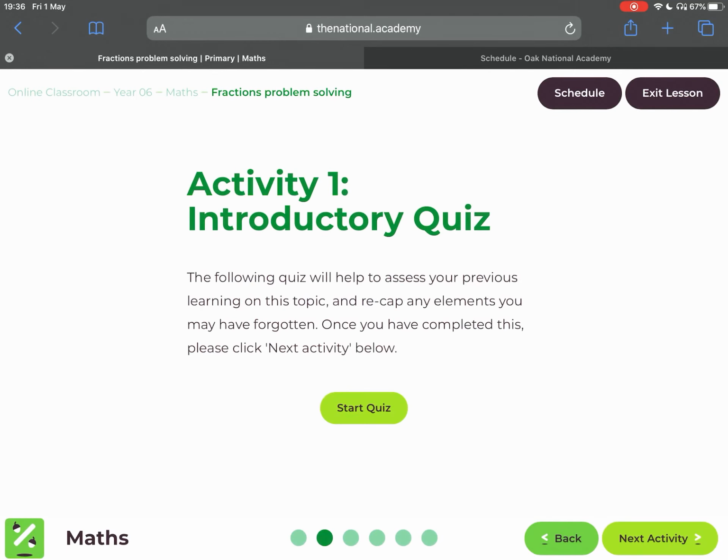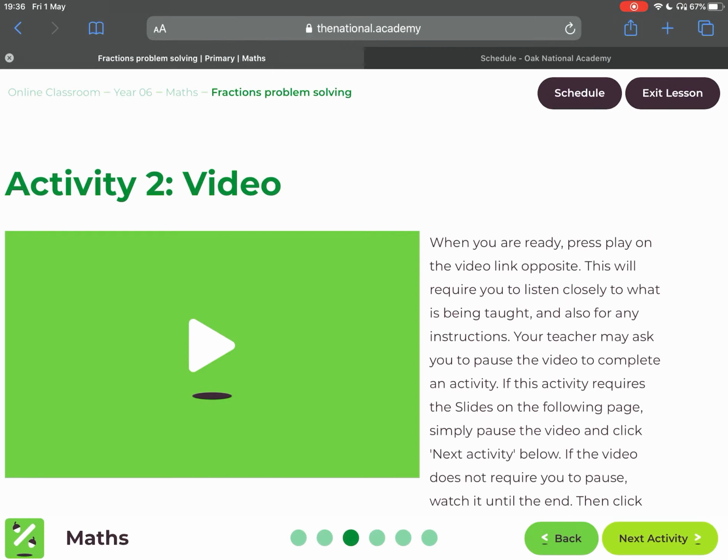After you've done that, you have a video with Miss Parsons. You're going to learn how to find perimeter using the given fractions, and then you're going to find out how to find the missing fraction in the length there. You will have to pause the video and complete some tasks, but it won't take too long.